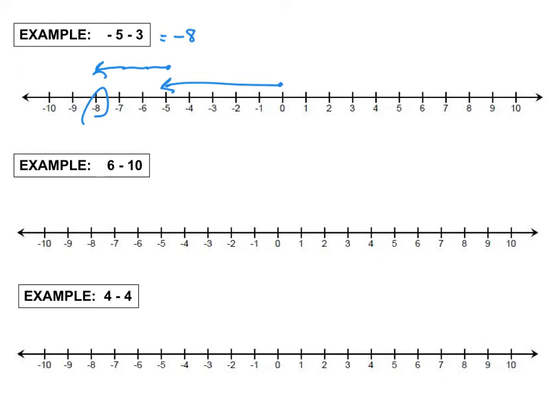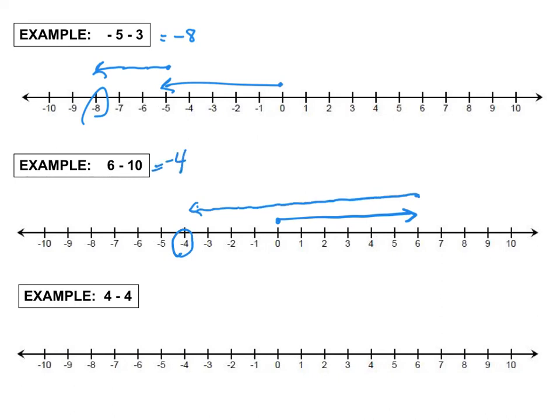Let's look at the next example. I have 6 minus 10. I'm going to start at 0 and go out to 6. Now from there, I'm going to subtract 10. So I'm subtracting a positive, which means I'm going to move to the left. I'm going to move to the left 10 spaces: 1, 2, 3, 4, 5, 6, 7, 8, 9, 10. And I end up at negative 4.